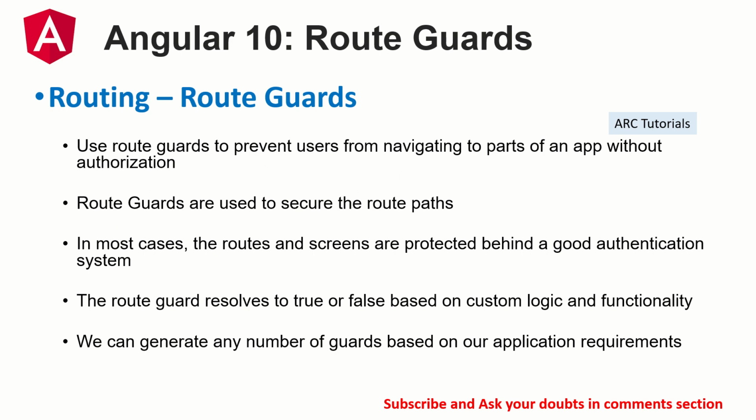Quick note to our viewers who are joining us new. Route guards help us to prevent users from accessing a certain part of the application without proper authorization. Route guards are used to secure the route paths. Route guards will always resolve into true or false. True means the user can access the route. False means he cannot access the route.